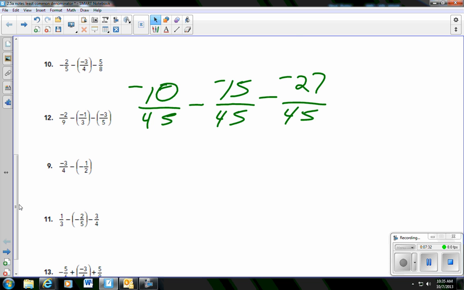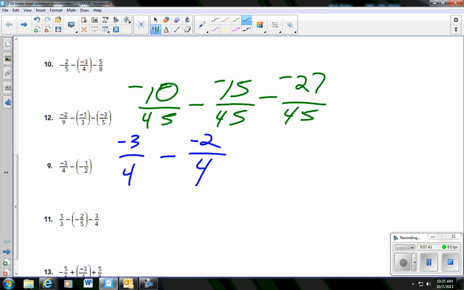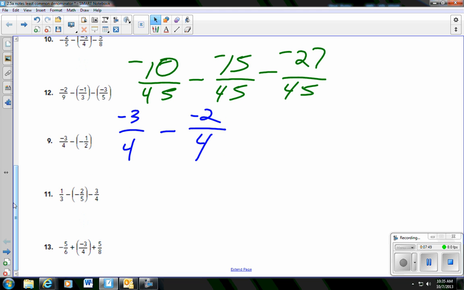Okay. Number 9, back to just 2 numbers, common denominator there would be 4, so negative 3 over 4 minus negative 2 over 4. Alright, so for homework, why don't you go ahead and do 11 and 13. Find the common denominators and the new fractions for 11 and 13.